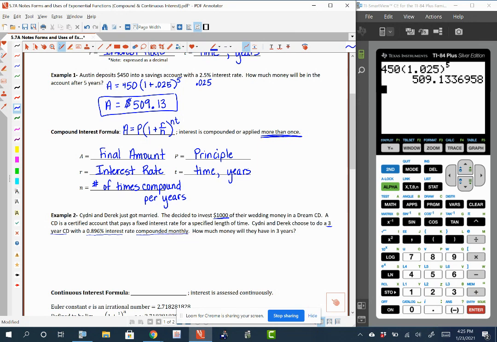Now, remember, this is computed in years, so when it says monthly, we should be thinking that there's 12 months in a year. So every month, we're going to add this interest in. So how much money will they have in 3 years? Let's plug this into our formula. We're looking for that final amount. How much money are they going to have after 3 years?